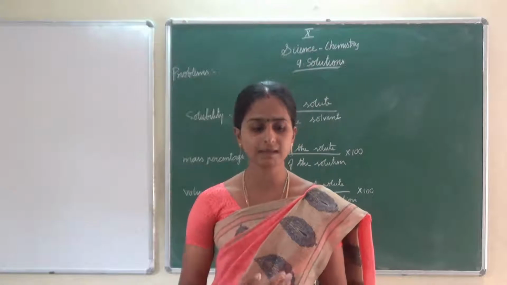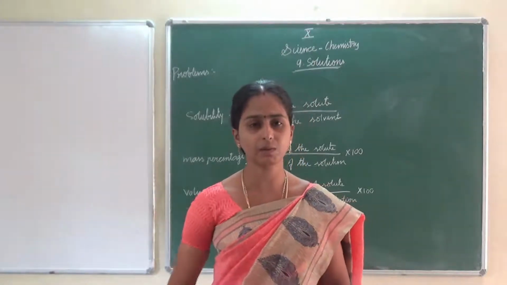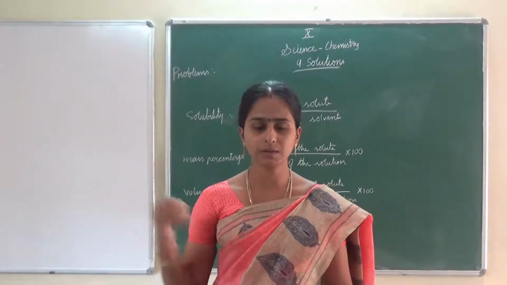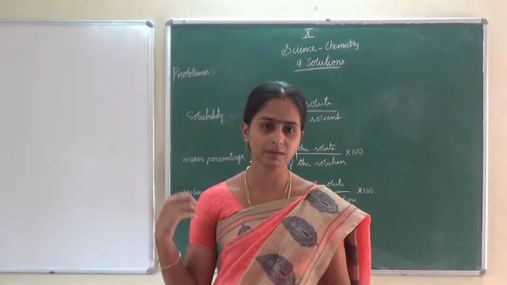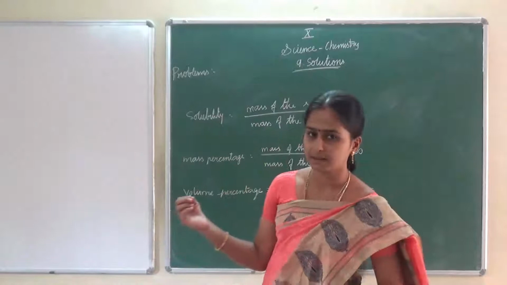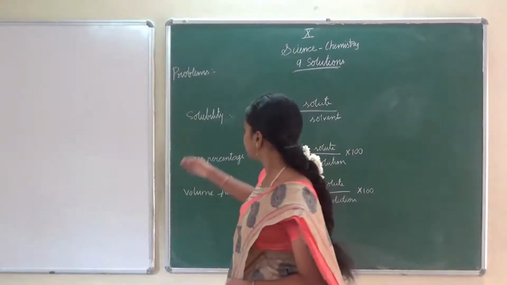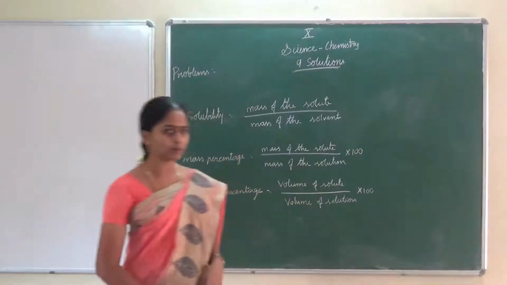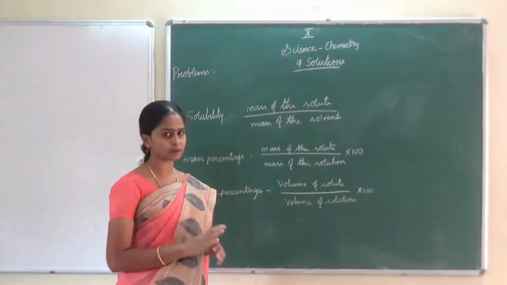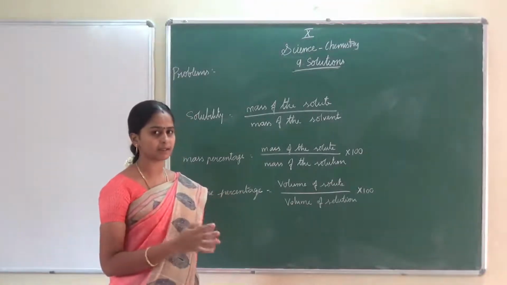In the last class we discussed mass percentage, volume percentage and solubility. Now we are going to use the formulas to work out some problems. First copy down the formulas which we are going to use in these sums. The first formula is solubility. They will ask you to find the solubility of a solute in a particular solvent.